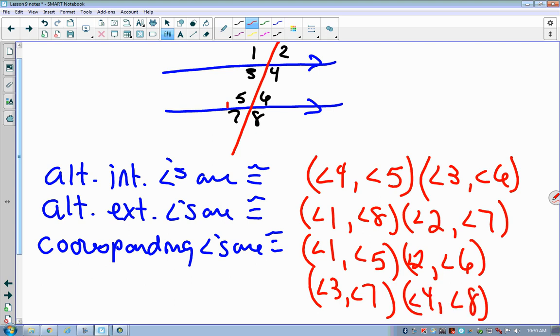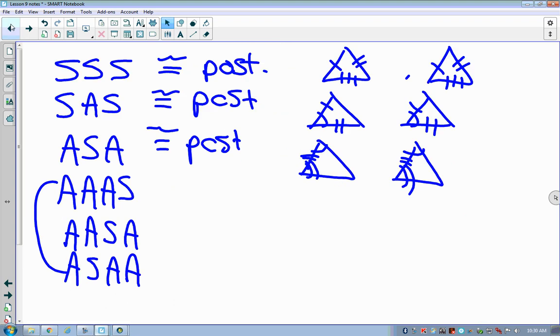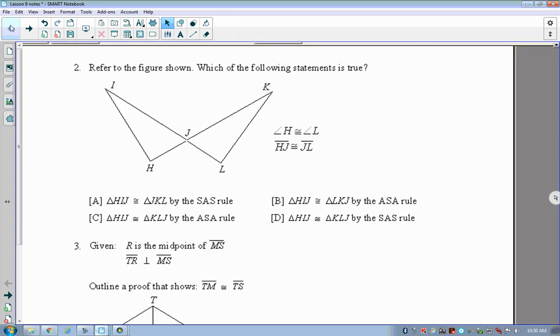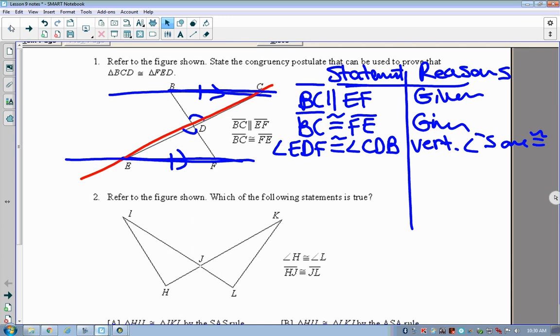Whenever they tell me that I've got two parallel lines and I can see a transversal cutting it, I want to be thinking about these three things: alternate interior, alternate exterior, and corresponding angles. This is lesson 12 geometry. All right, so let's come back. Do I have anything like that?